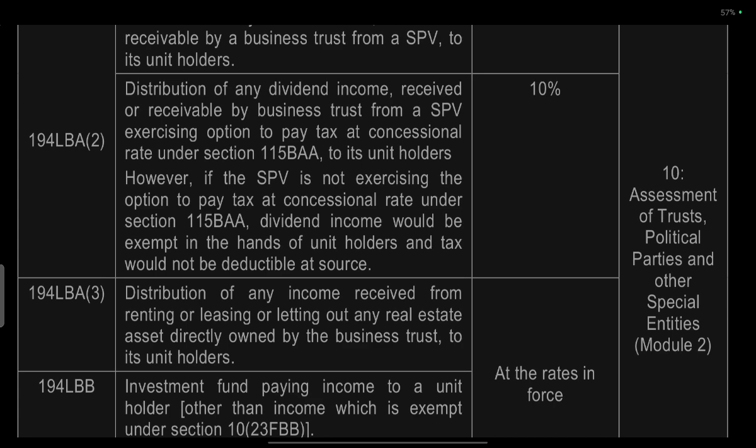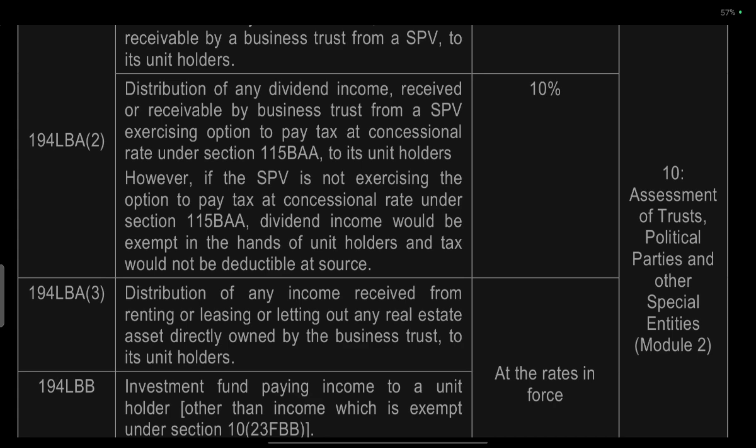However, if the SPV is not exercising the option to pay tax at the concessional rate under Section 115BAA, the dividend income would be exempt in the hands of the unit holder and the tax would not be deducted at source. If the option under 115BAA has been exercised, then 10%.